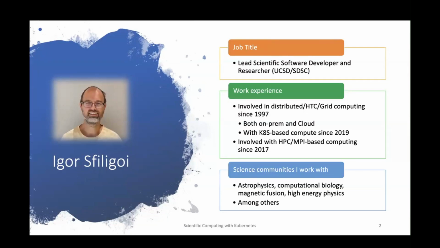Yes. Okay, perfect. So I'm Igor Sfiligoi. I'm here from UCSD San Diego Supercomputing Center. My title is lead scientific software development researcher. Essentially, I have been working with distributed high throughput computing, grid computing for the longest time, both on-prem and in the cloud. And more recently, about 5 years ago, I started working with Kubernetes.